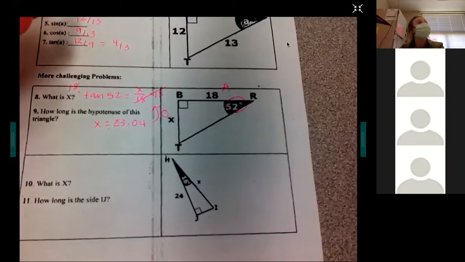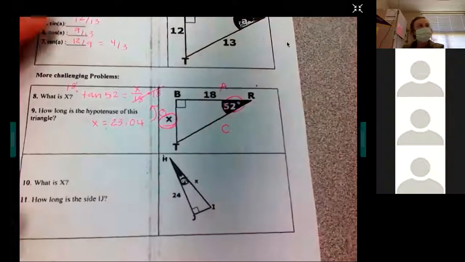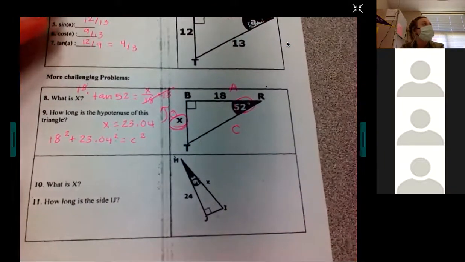If you use trig to find a second side, how would you find the third side in a right triangle, L'Oreal? How do you find the third side, a missing side, if they give you a right triangle? Yes, Pythagorean theorem. Y'all hurt my heart with number 9, talking about how do I find the hypotenuse. If you know this side is 18 and this side is 23.04, how can you find C? Very good. A squared plus B squared equals C squared.